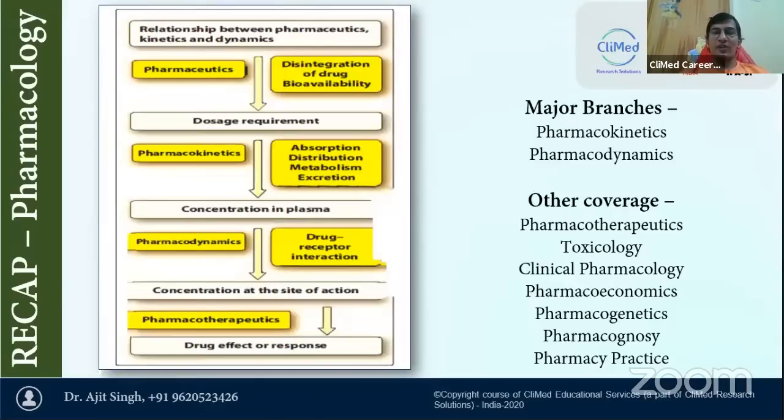In last class, we were talking about the definition of pharmacology and the major branches of pharmacology. Just to recap: pharmacology is the relationship between drug and body, showing how the drug reacts to the body and how the body reacts to the drug. There are multiple branches. One is pharmacokinetics and the other is pharmacodynamics. These are two major branches, and they are all integrated.